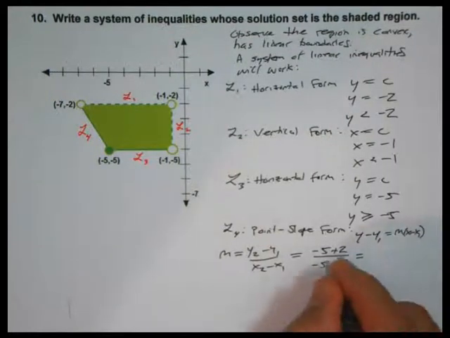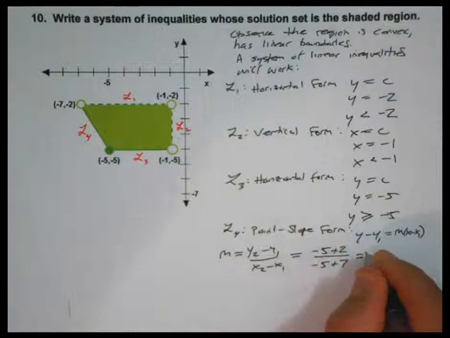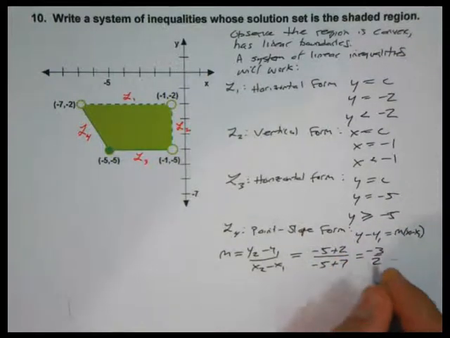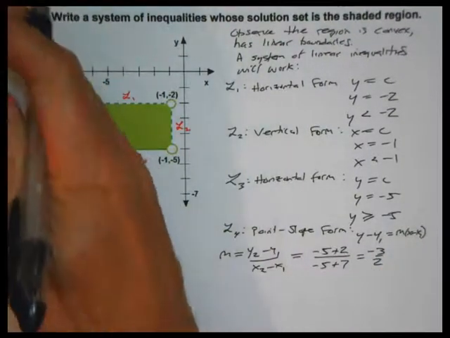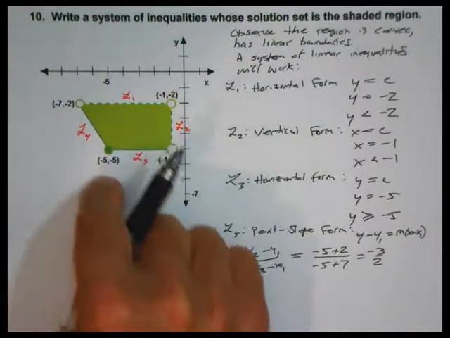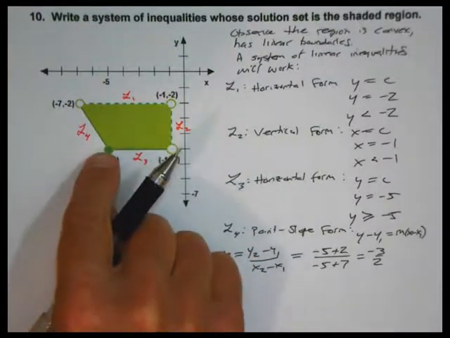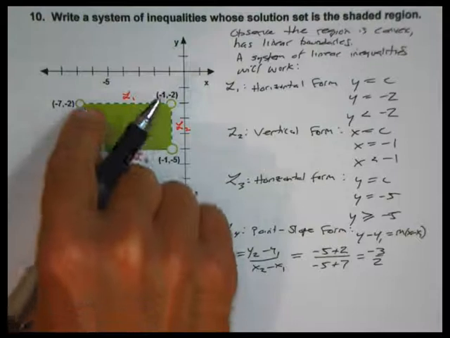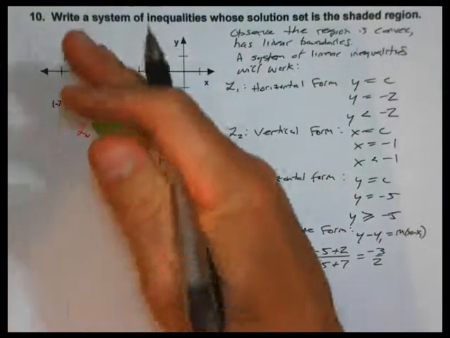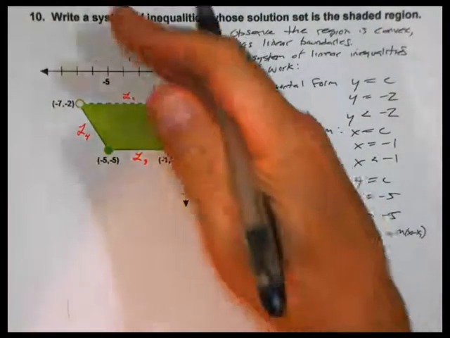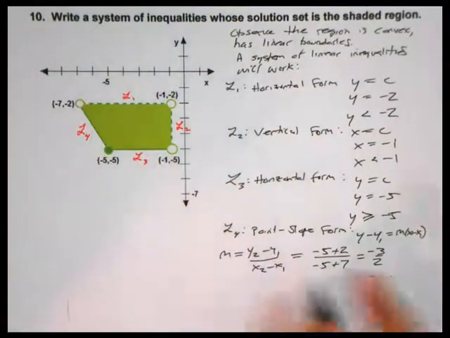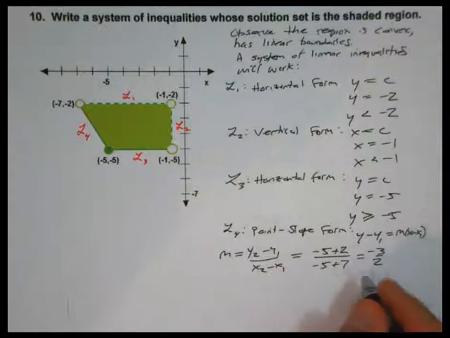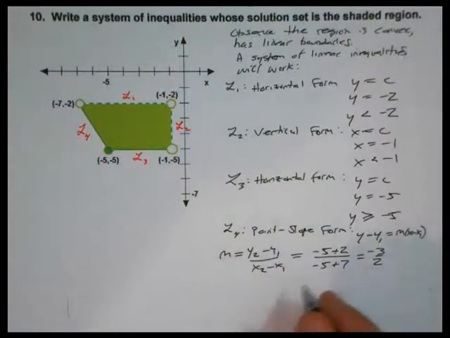Okay, let's work out the arithmetic here. We're going to have negative 3 over 2. Now, checking the work here, the arithmetic, this line goes downhill as you ride along it left to right. That's the basis for a negative slope. And it's also more steep than the diagonal line at negative 45 degrees, so the slope should also be a little more negative than negative 1, which it is. So I'm feeling confident about the calculation here.